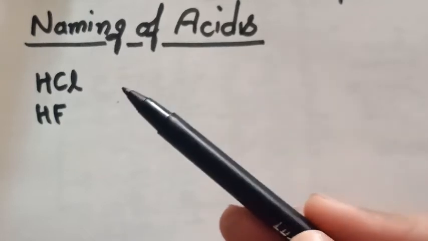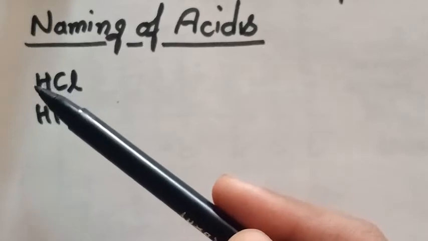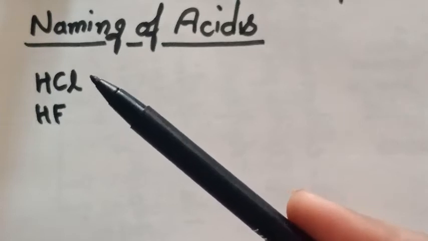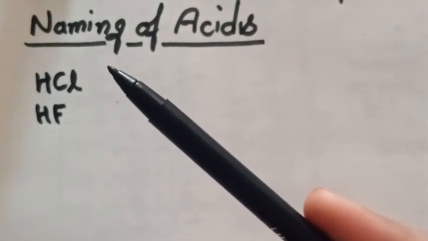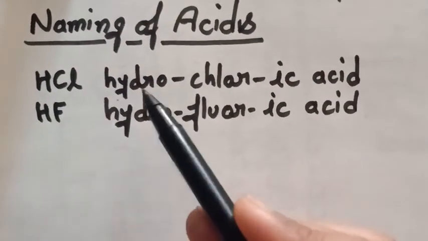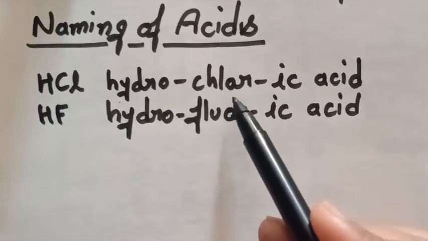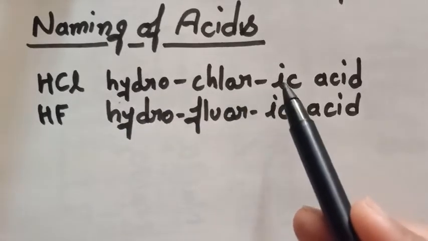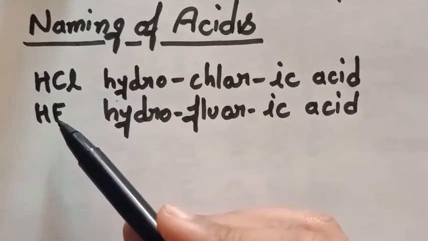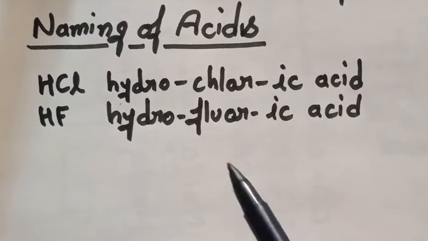If the acid is a binary acid, meaning an acid containing hydrogen and one more element, it is named by adding the prefix hydro and the suffix ic to the name of the second element. Like this one is hydro, chlorine is chloro, then ic: hydrochloric acid. This one is fluorine, so that is why hydrofluoric acid. So this is the first rule.